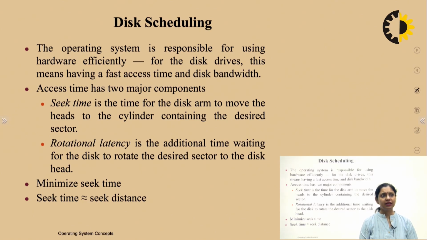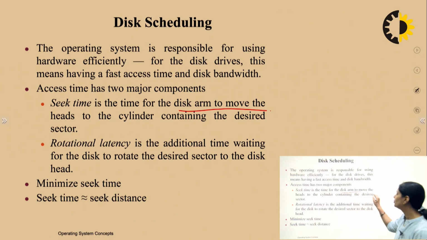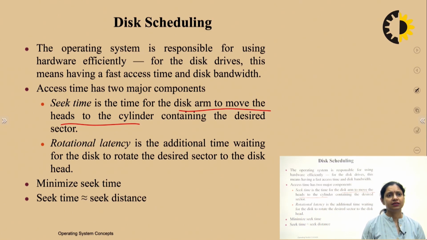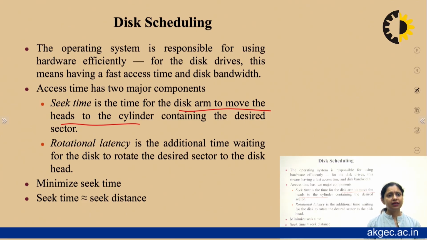Seek time is basically the time for the disk arm to move the head to the cylinder containing the desired sector. So the disk arm is moving its head to the cylinder and then to the desired sector where it wants to access the data from. Rotational latency is the additional time waited for the disk to rotate the desired sector to the disk head.